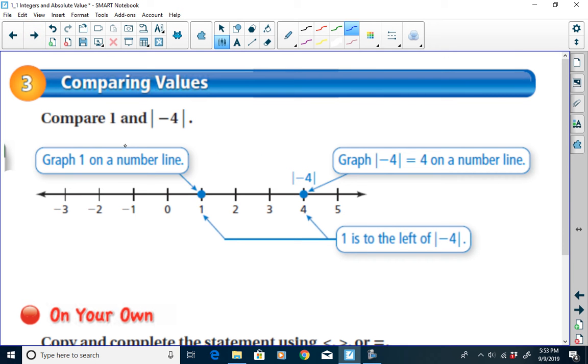If I'm asked to compare numbers, if I'm asked to compare 1 and the absolute value of -4, a number line is very helpful in doing that comparison. Well, the value of 1 is 1 unit to the right of 0. The absolute value of -4, which we know is 4, well, that's 4 units to the right of 0. So if I'm being asked to compare 1 with the absolute value of -4, it would look something like this. 1 is going to be less than the absolute value of -4 because 1 is to the left of 4 on the number line.